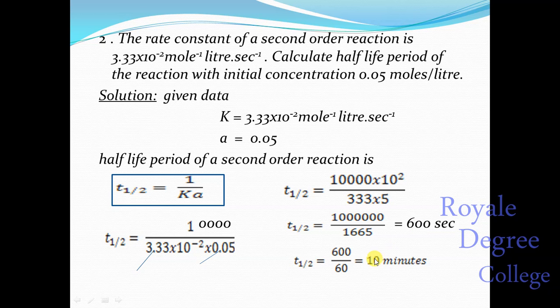Now we convert the time from seconds to minutes, so 600 should be divided by 60. At that time we get the time for completion of the half-life period of the reaction, that is 10 minutes. So if we calculate the half-life period in terms of minutes, you get the answer 10. In terms of seconds, you get the answer 600.